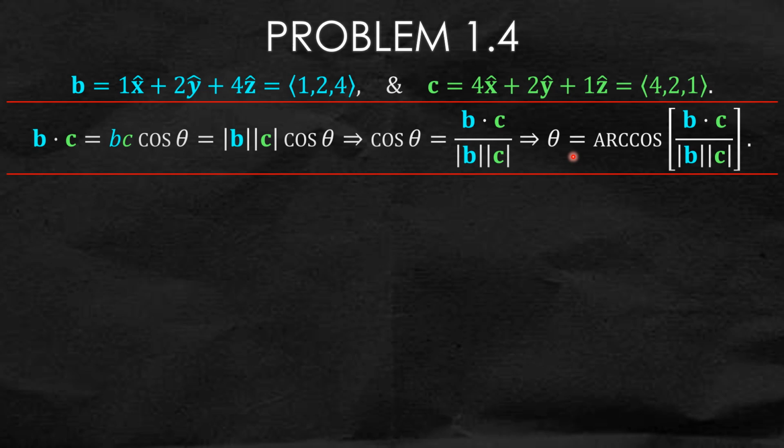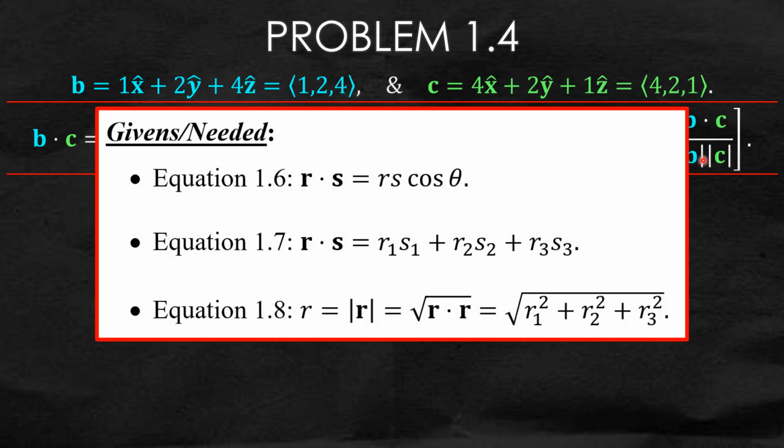And from here, we see that we have b dot c up top, but what is this b dot c and what are these magnitudes that we speak of? So from equations 1.7 and 1.8, we can put this theta form into the full component form.